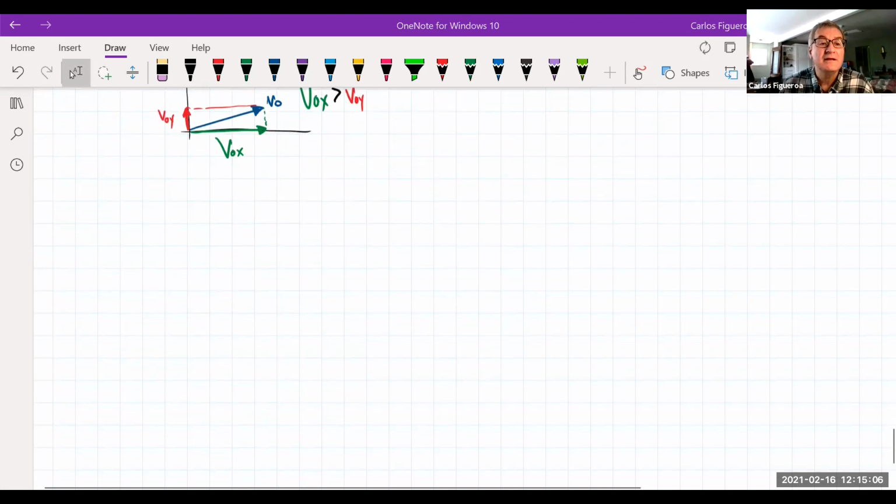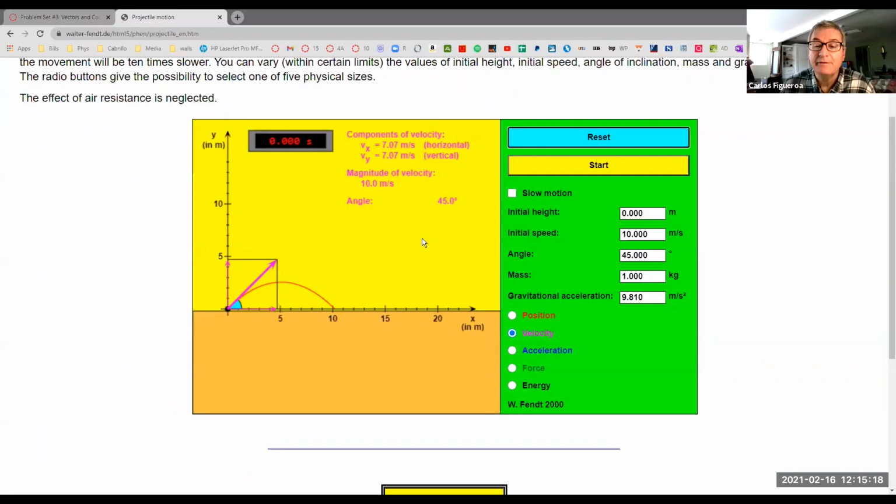So let me set it up right here. And let me show you what I have. So here's this applet here. And what I'm going to do here is that I want a steep angle. So how about if I change this to 75?